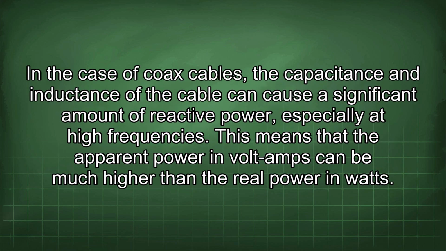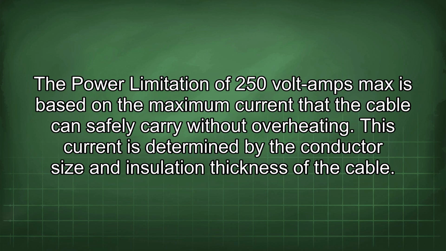In the case of coax cables, the capacitance and inductance of the cable can cause a significant amount of reactive power, especially at high frequencies. This means that the apparent power in volt-amps can be much higher than the real power in watts. The power limitation of 250 volt-amps max is based on the maximum current that the cable can safely carry without overheating. This current is determined by the conductor size and insulation thickness of the cable.